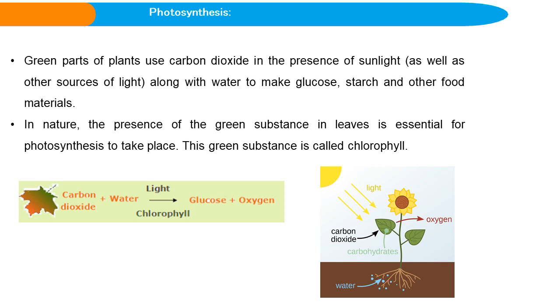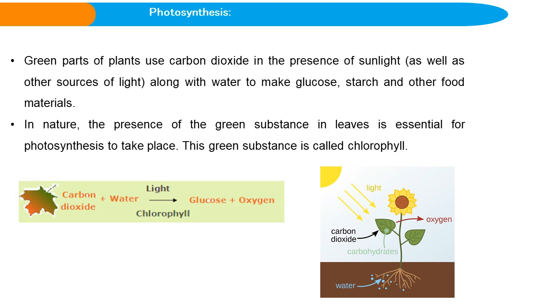In return, it gives food as well as oxygen, children. Then oxygen is coming out. It is taking light from the sun, carbon dioxide from the air and water from the soil. The roots are absorbing water and the chlorophyll is present in the leaf itself. So by utilizing these 4, the plants produce glucose, starch and other food materials. So that process is called photosynthesis.